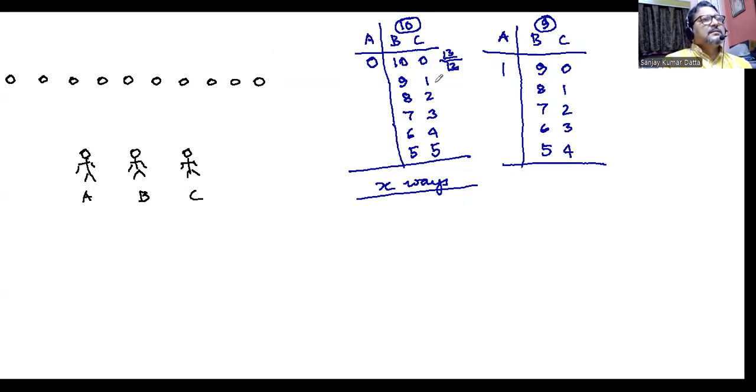Now this is 0, 9, 1, right? In how many ways can this be possible? See, all three are distinct, so this is factorial 3 ways. This is 0, 8, 2. This can be done in factorial 3 ways. This is 0, 7, 3, factorial 3 ways. This is 0, 6, 4, also factorial 3 ways. This is 0, 5, 5. This can be arranged in factorial 3 divided by factorial 2 ways. You simply add these up, and that's the value of X.